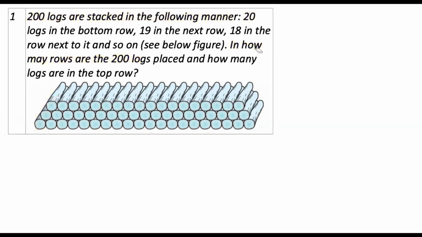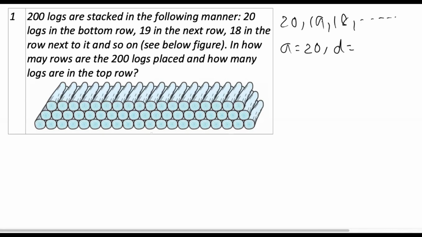So let's first write down the information. That means we have 20 logs in the first row, then 19, then 18, and so on. So this is clearly in AP with a, the first term, as 20, and the common difference d, which is 19 minus 18, which is minus 1. We can also see that the total number of logs, that is Sn, is 200.